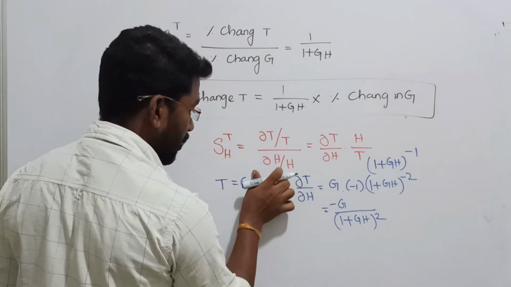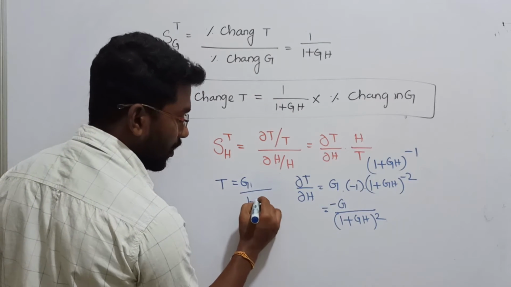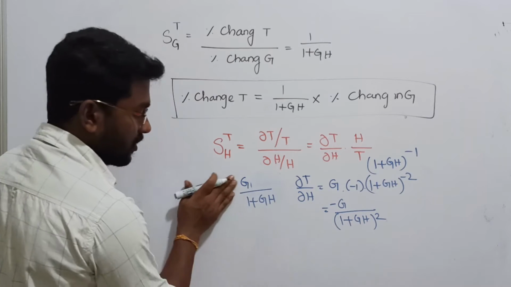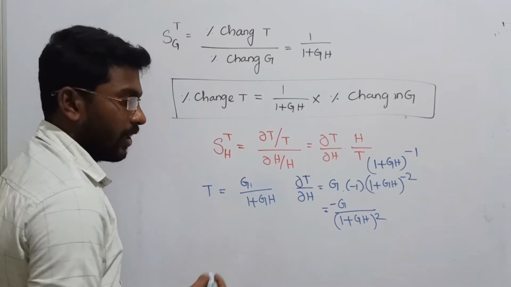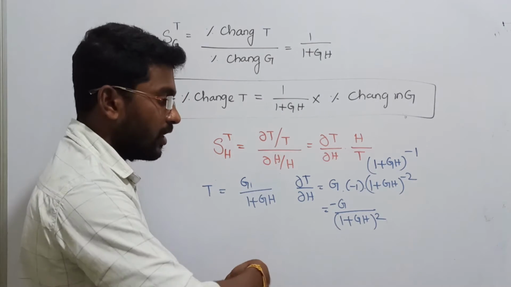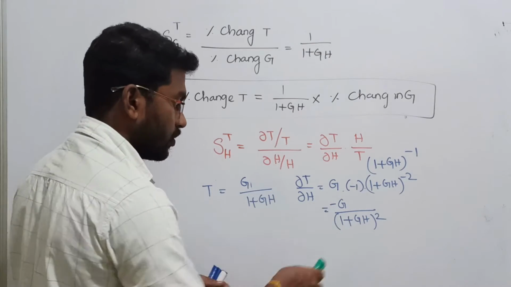Anyway, let me pass it to the denominator. For your understanding, I have written it in the numerator; its actual value is G upon 1 plus GH only. Now we know the value of dou T by dou H. Next, what am I going to do? Okay, sir, I understood all these things.